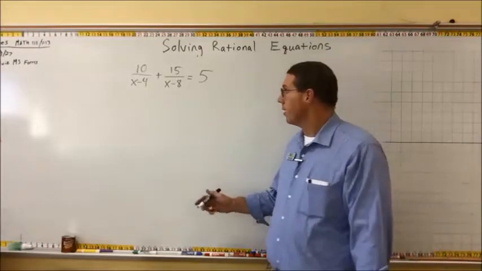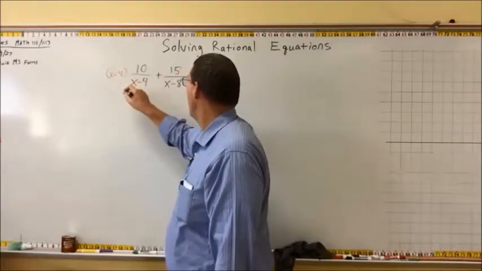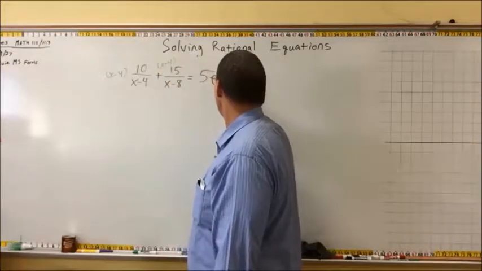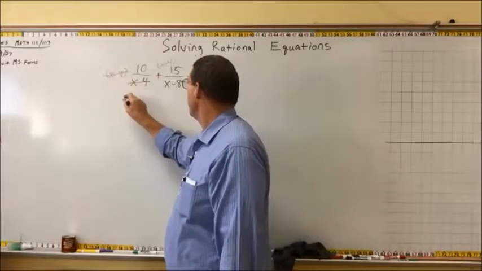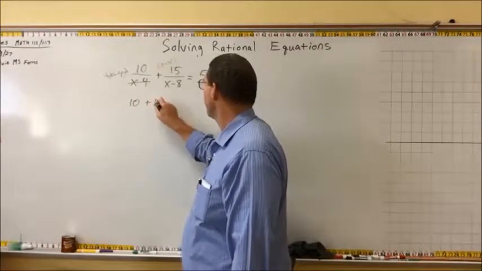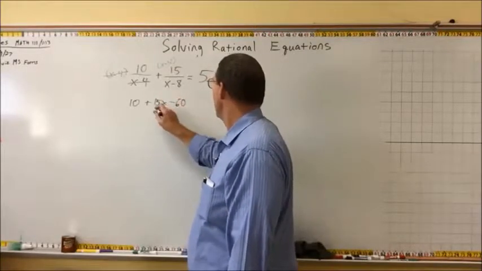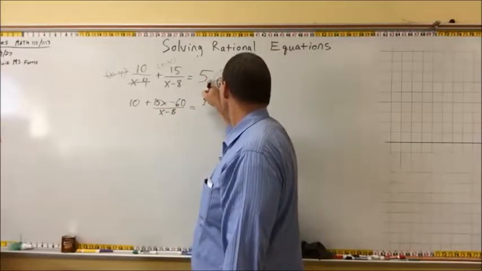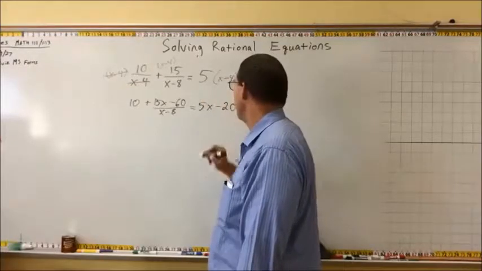All right, let's see what we got here. So we're going to cancel this denominator. So we're going to multiply by x minus 4 all the way through. Multiply by x minus 4. Multiply by x minus 4. Over here, it's going to cancel the denominator. And we're going to have 10 plus 15 times x is 15x. 15 times negative 4 is negative 60 over x minus 8 equals 5 times x is 5x. 5 times negative 4 is negative 20.